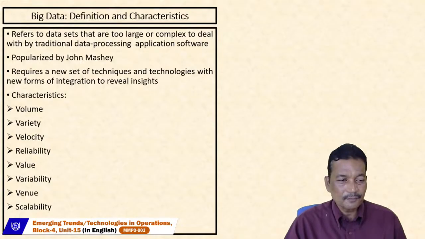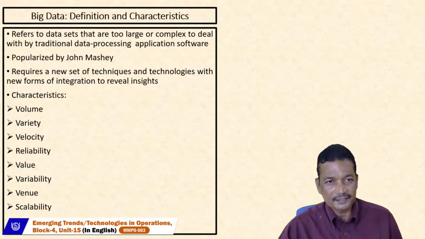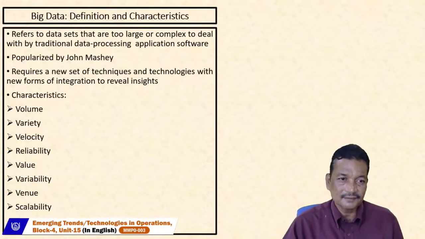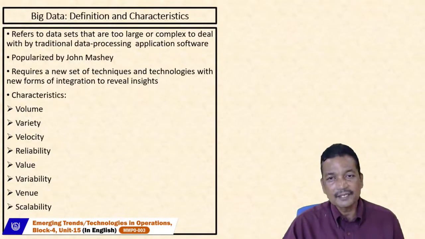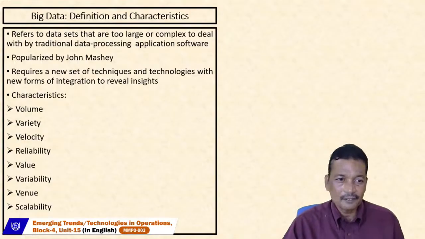What are the characteristics of big data? One can be volume. That means the number of data sets or data points is very, very high. The variety is also very, very high. Velocity is the rate at which we are getting the data, or the data is increasing. It is also high. Are the data that are being gathered under big data reliable?